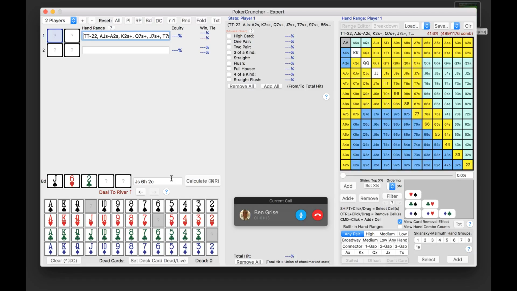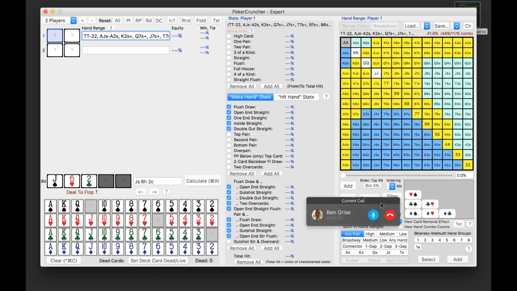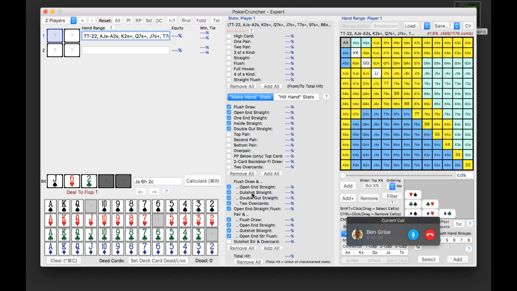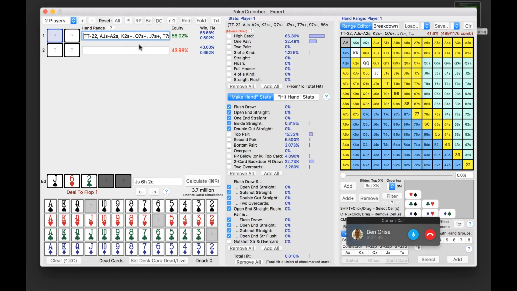You can go in here, and there are tabs right here. Click this tab and tell it to only deal to the flop. So you're telling Poker Cruncher only deal to the flop. We don't care what happens on the turn or the river. And now click calculate. What this does is let it do roughly 3 million simulations in Monte Carlo style, and then it calculates the equity of this range of hands versus a random hand.